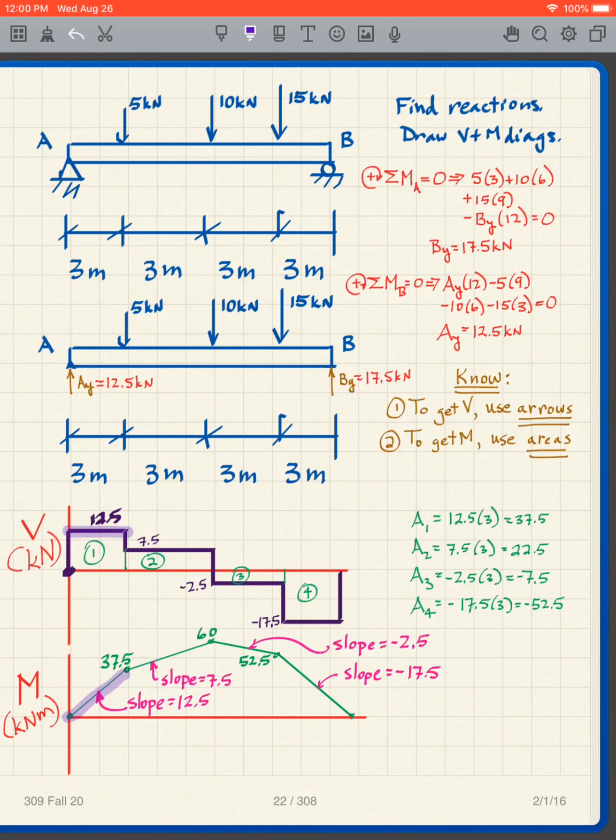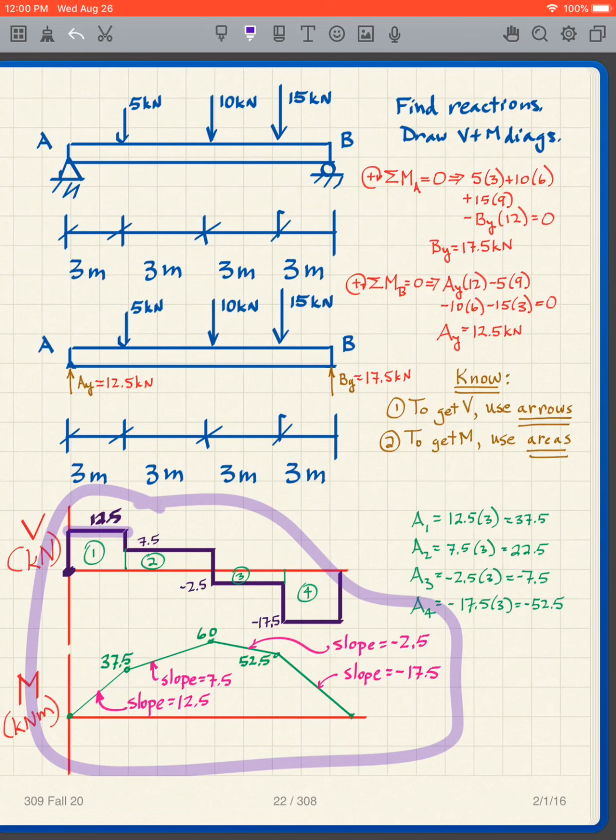So the slope is 12.5, and then similarly the slope here is 7.5. The slope here is negative 2.5, and the slope here is negative 17.5. So I know all the slopes as well. We're going to make use of that as we go along. And so very quickly, notice how quickly we did that. Within a couple minutes, we were able to get the shear and bending moment diagrams.